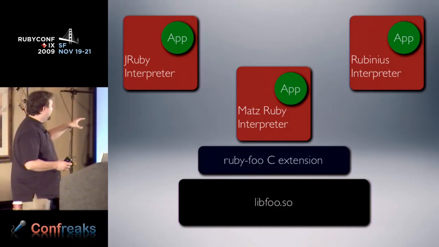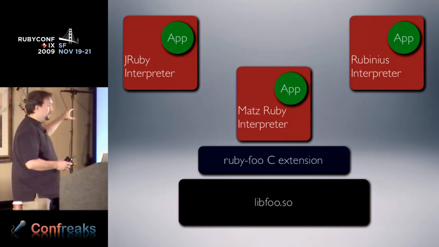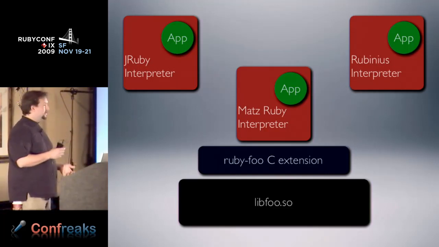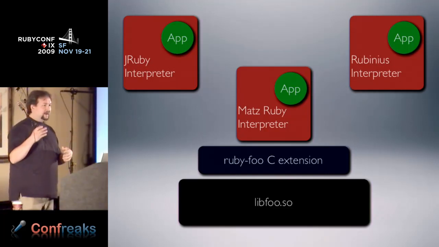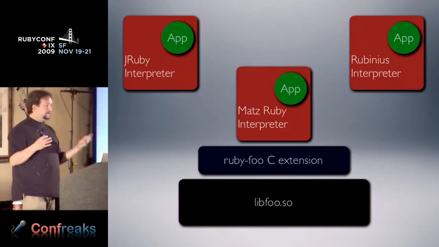So you can either write the same extension again for JRuby, write it in Java, and then you have different gems. You have the JRuby gem for JRuby, and you have the CRuby gem for MathRuby. But then say someone depends on you. Well, then they have to depend on one of the other gems.